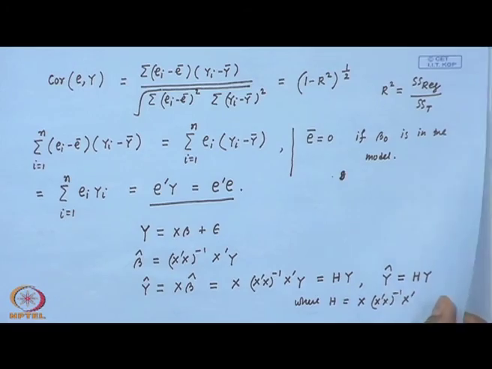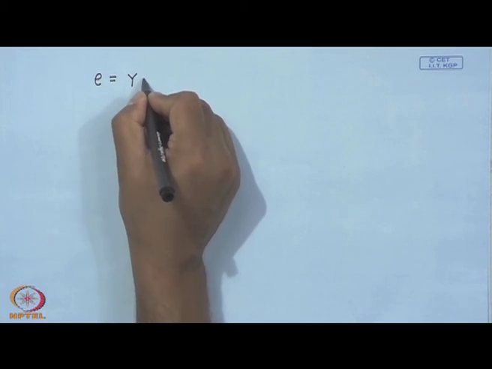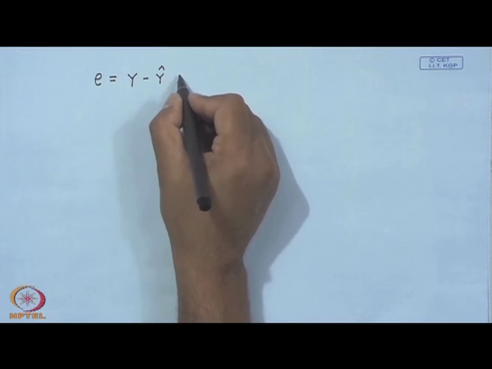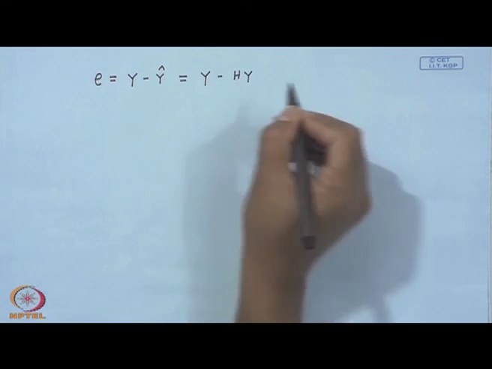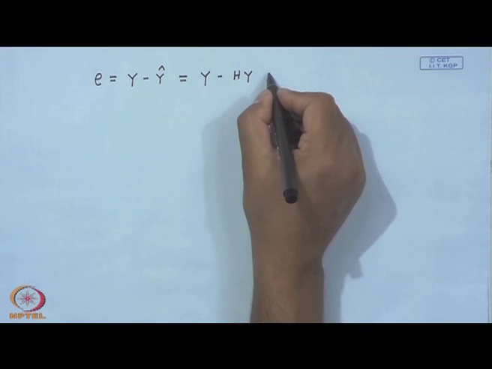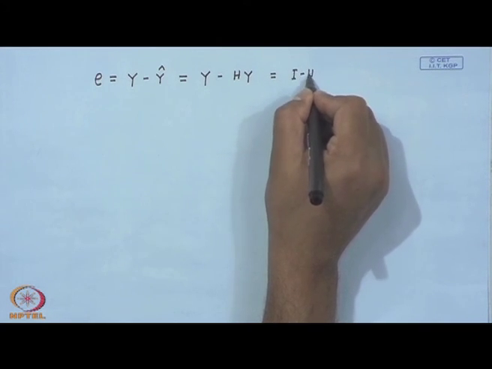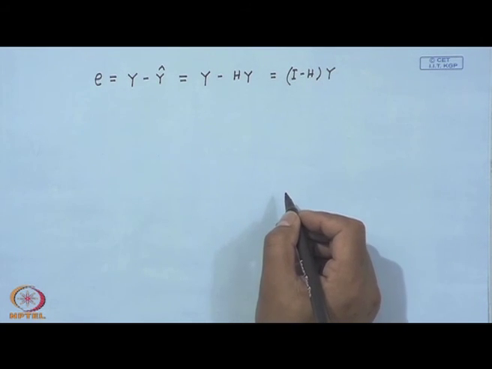Now, what is E then? E is equal to the observed value minus the estimated value. Okay. So, just now we have proved that y hat is equal to H y, right. So, this one is equal to I minus H times y. So, I is the identity matrix. Okay.